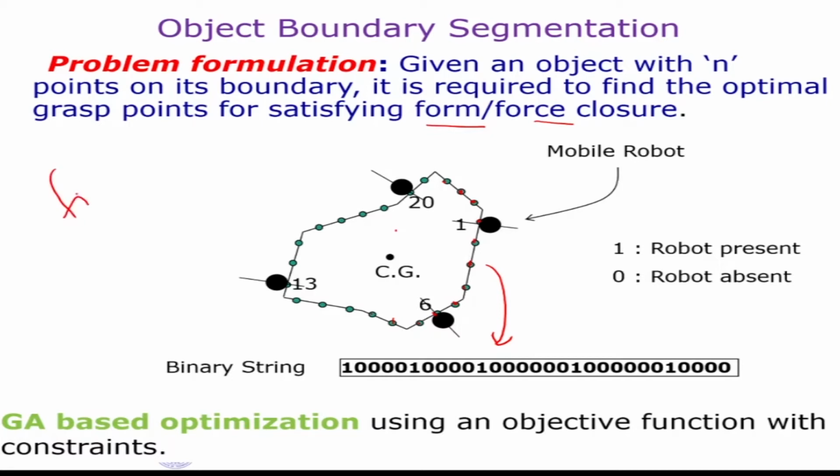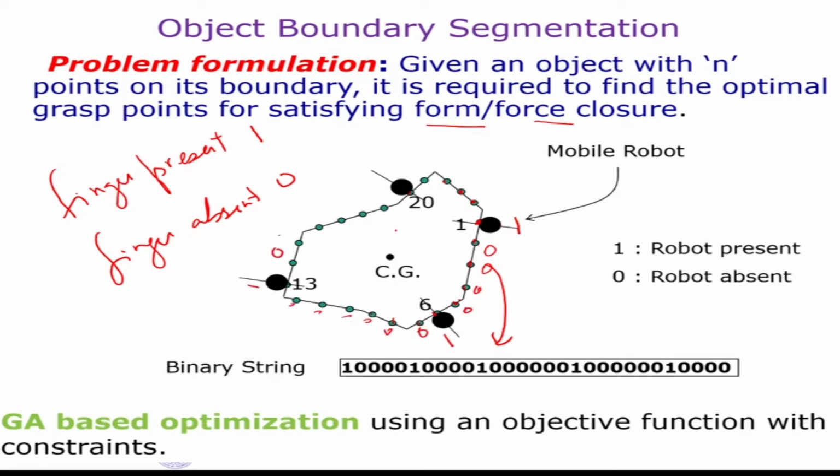So finger present means 1, finger absent means 0. If there is a finger sitting here, I start from this point. There is a finger sitting there, so this is 1. If you go in the clockwise direction, then 1, 2, 3, 4 are 0, 0, 0, 0. Again there is a 1. Then it is 0, 0, 0, 0, 0, 0. Then there is a 1, 0, 0, 0, 0, 0, 0, 1, 0, 0, 0, 0. So if I start counting from here in a clockwise direction, then it is 1, 0, 0, 0, 1, 0, 0, 0, 1, that way.